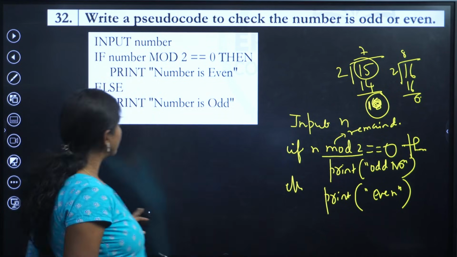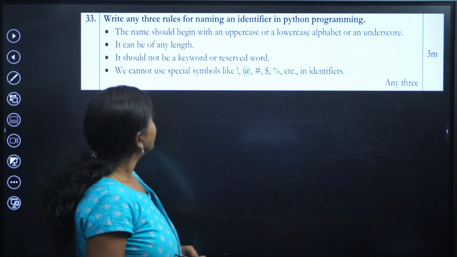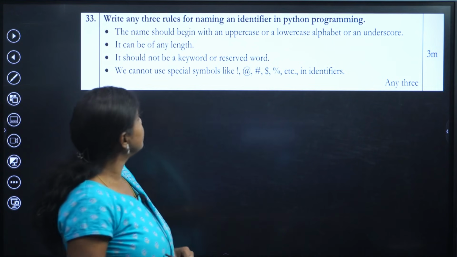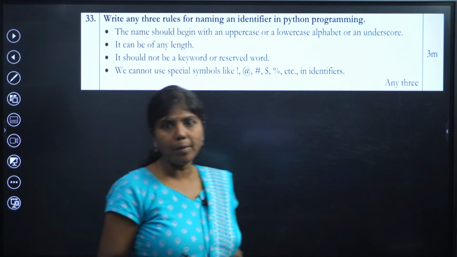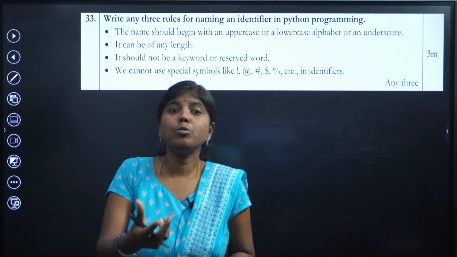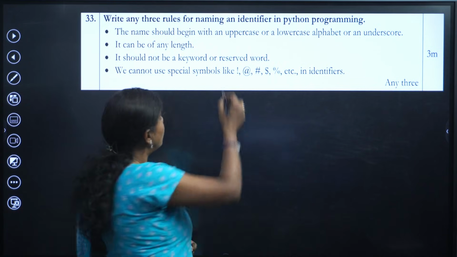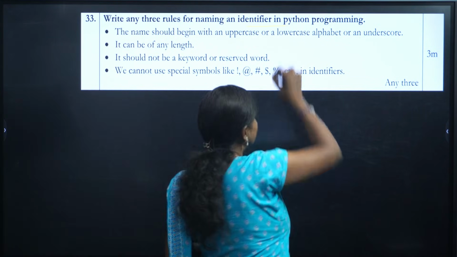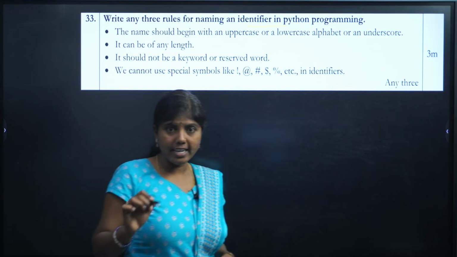So we'll go with the next question now. The next question is: write the 3 rules for naming an identifier in Python programming. So what is an identifier? The name given to the programming element. The name given to the programming element is called an identifier.